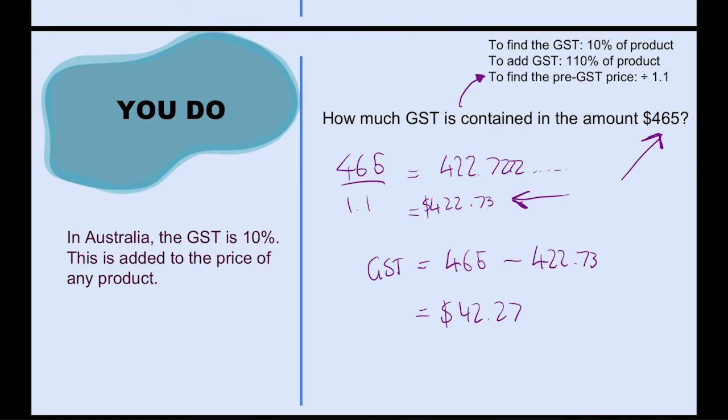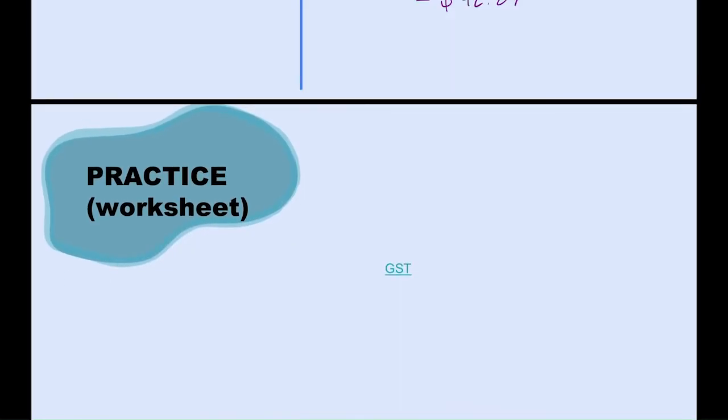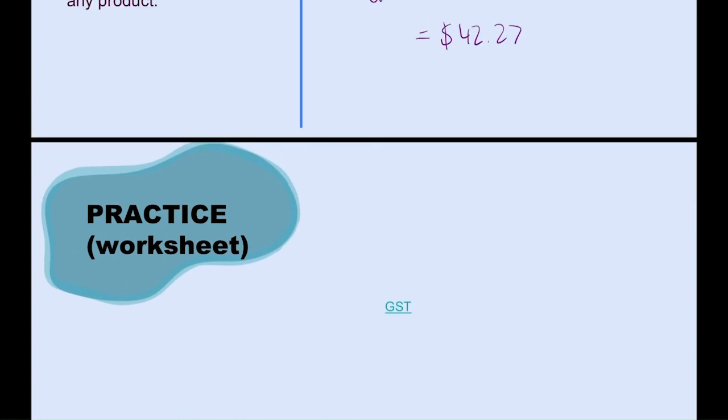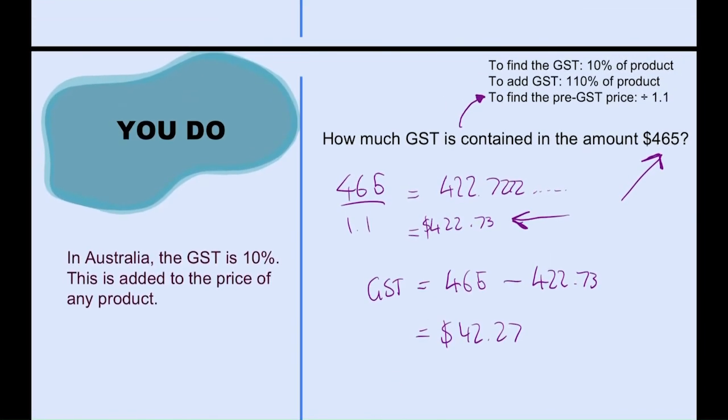All right. Thanks, guys. Your task now is to jump onto your worksheet and practice some of these questions, red, orange, or green. It would be a great idea to have this in front of you while you're doing that, because this is going to tell you how to answer the questions. If you're finding the GST, you're finding 10%. If you're adding the GST, you're finding 110%. If you need to know what the price was before the GST, you're dividing by 1.1. So yeah, go ahead and get started, guys.